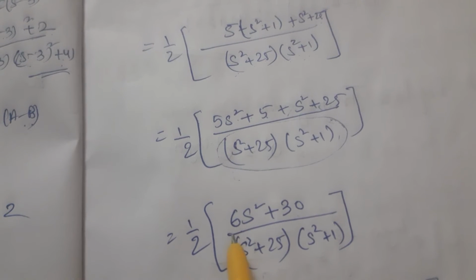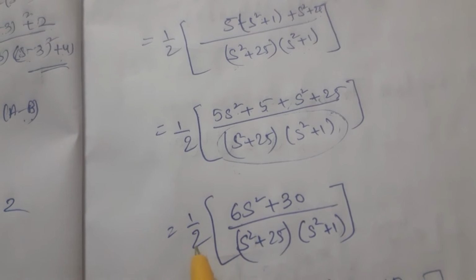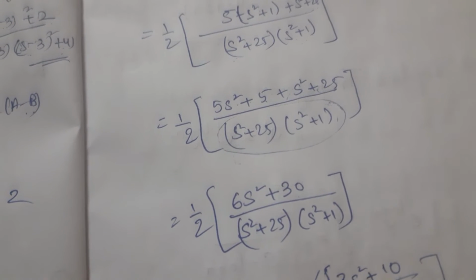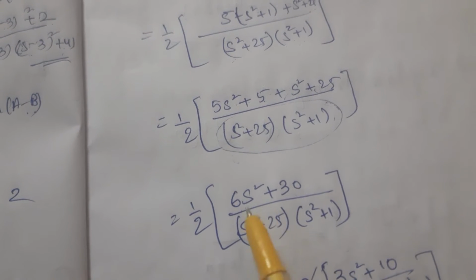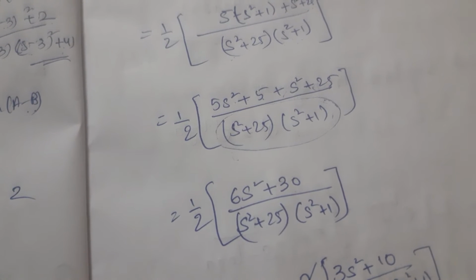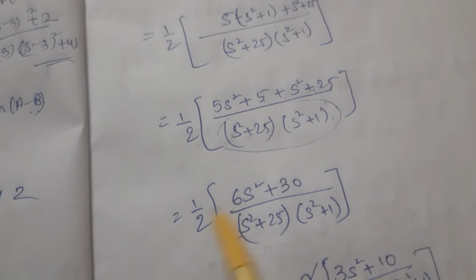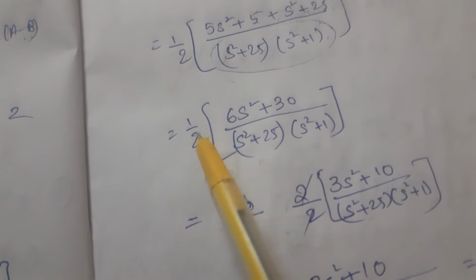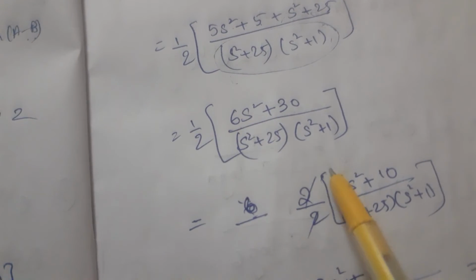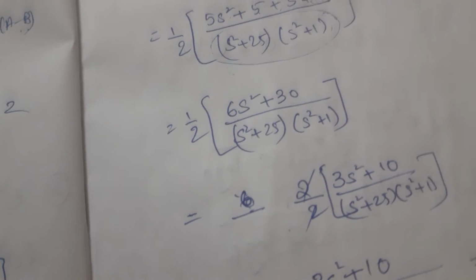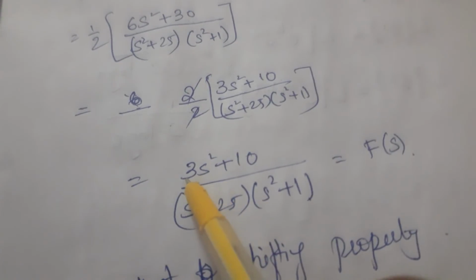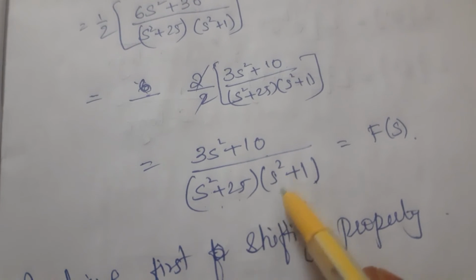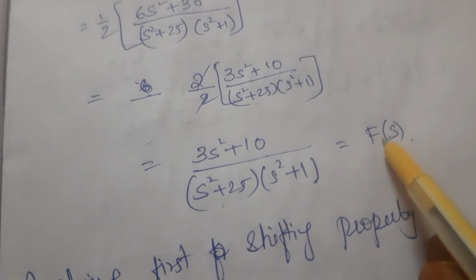Now what do I have to do? We will take common 2, because here 2 is there. Take common 2, left is 3s square plus 5, and this 2 and the common 2 get cancelled, leaving this. This is our 3s square plus 15 by (s square plus 25) into (s square plus 1). That is our f of s.